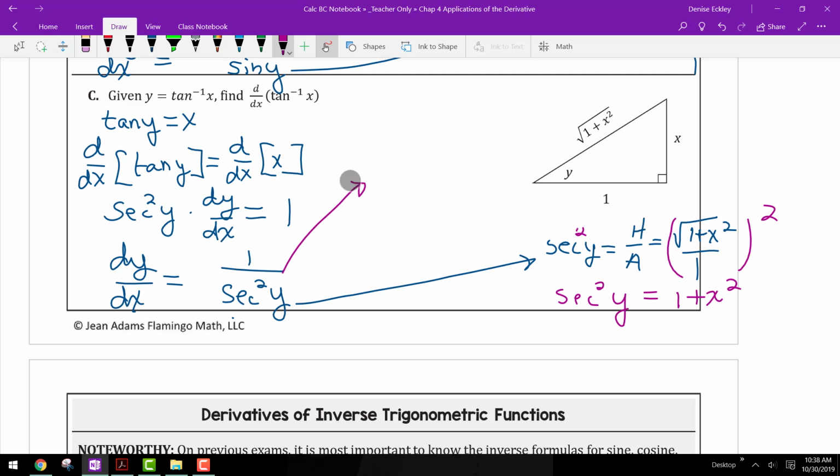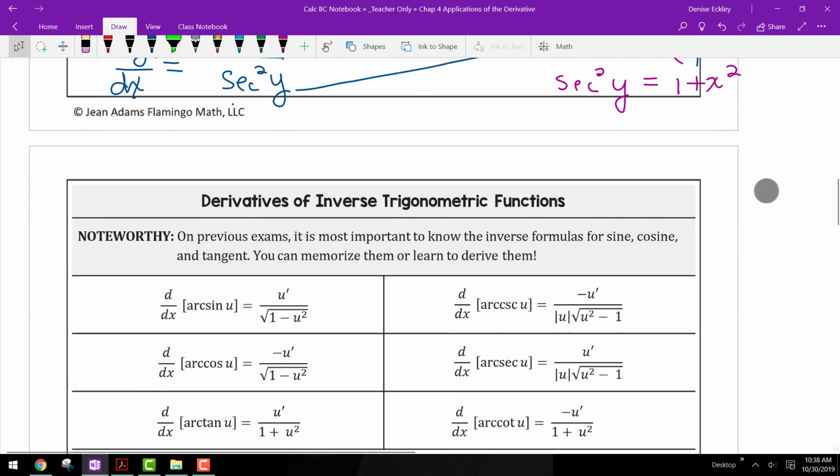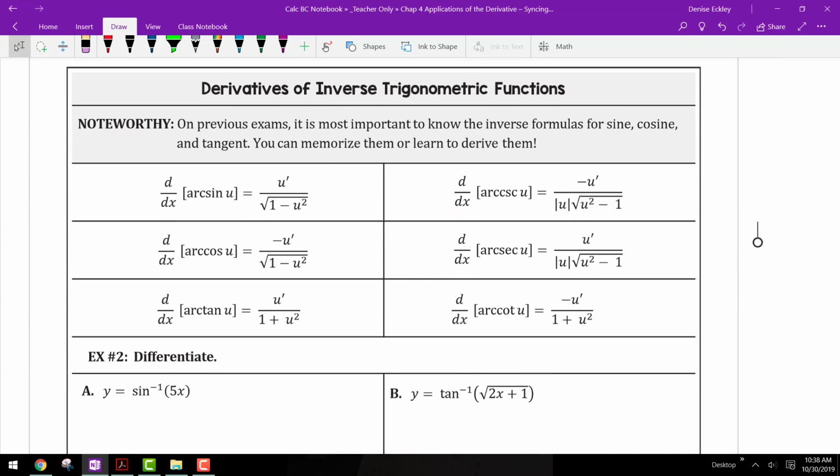So our official derivative of the inverse tangent will be 1 over 1 plus x squared. So that's where those come from. So instead of just saying, okay, here are the derivatives, and you looking at them and going, why are they square roots? What happened to the trig functions? Now you understand it comes from the right triangle relationships they have.